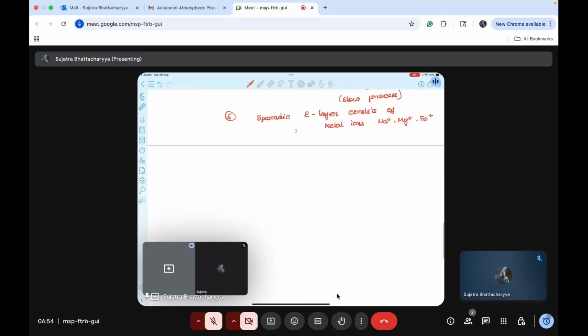Okay, so the sixth one is that they have asked to calculate the ratio of the scale height of oxygen to that of nitrogen. I think the opposite they have asked.